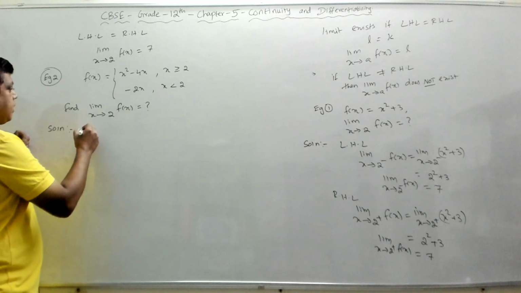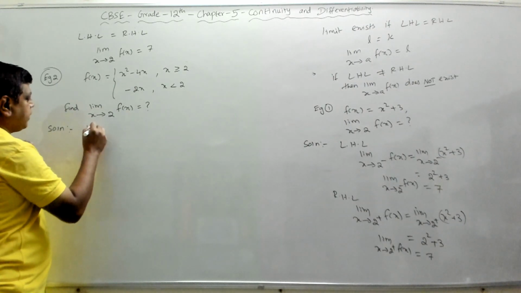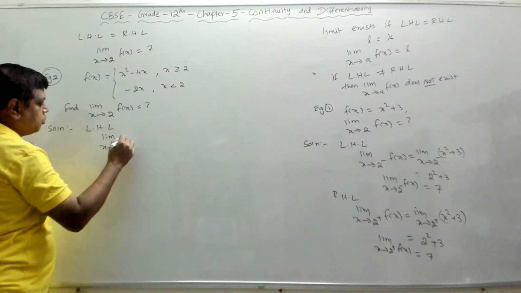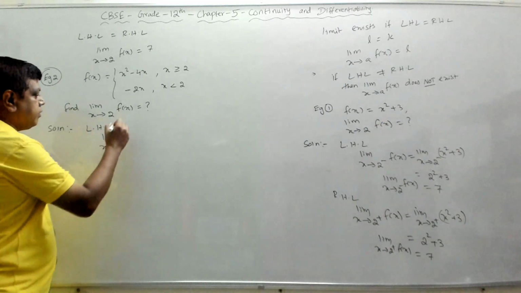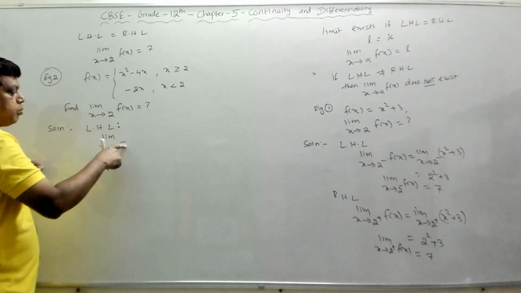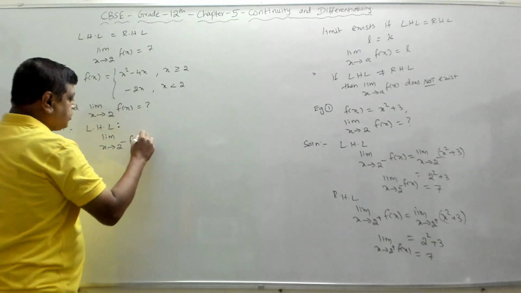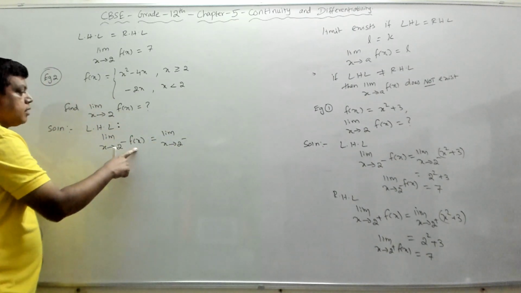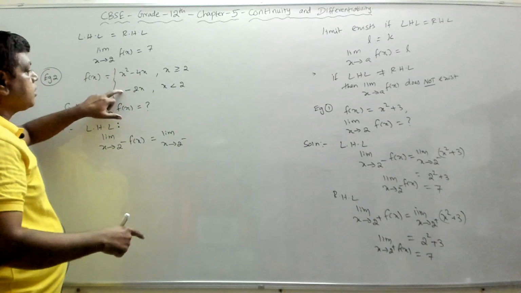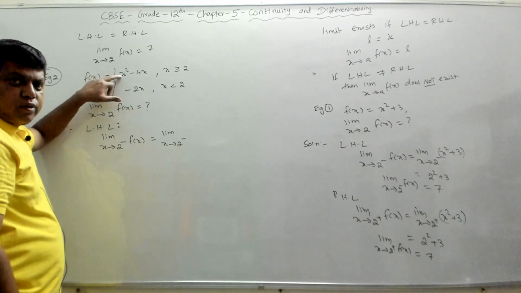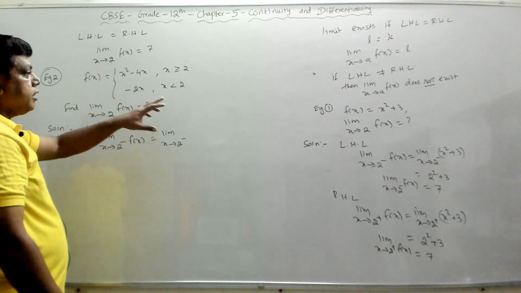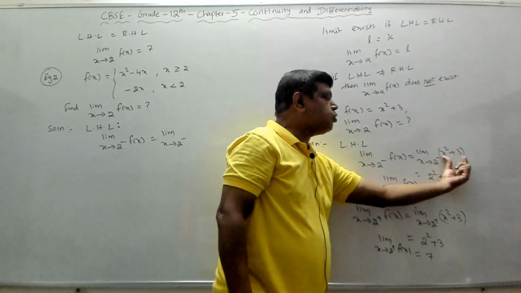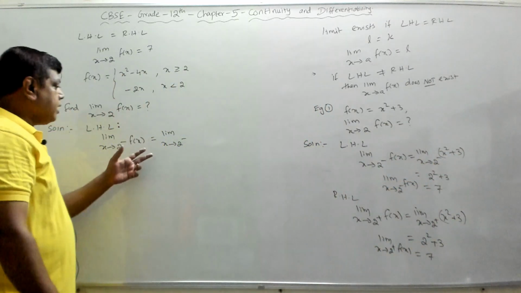So let's find our left hand limit, LHL. The left hand limit is the limit as x goes to 2 minus. We are finding the left hand limit, so we put the limit as x goes to 2 minus of f of x, which equals the limit as x goes to 2 minus of... Now for f of x, we have a confusion whether to use this function or this function, because earlier it was only a single function, x squared plus 3, so we substituted x squared plus 3 for f of x. But here you have two definitions.